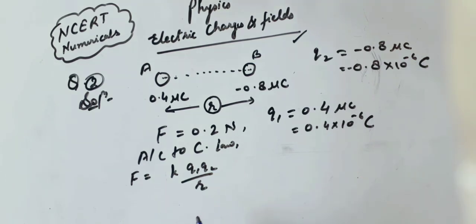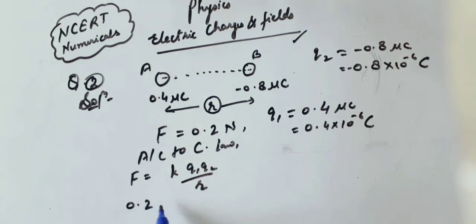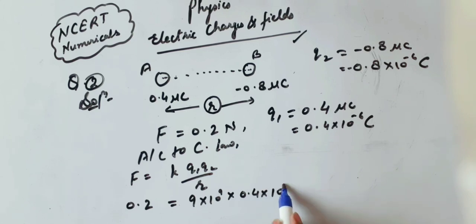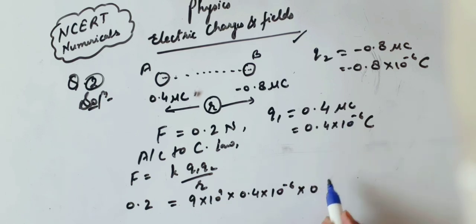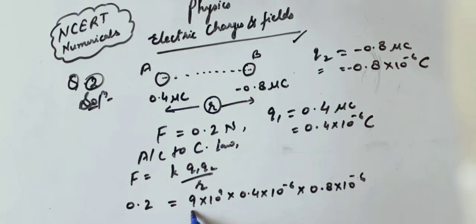So friends, now here we can put the value of force. It is equal to 0.2 Newton, and the value of K is 9 into 10 to the power 9 into Q1, which is 0.4 into 10 to the power minus 6 coulomb, and the value of Q2, the magnitude of this, is 0.8 into 10 to the power minus 6. We will take the magnitude of this charge because we are going to find the distance. And sorry, here will be square. So R square.